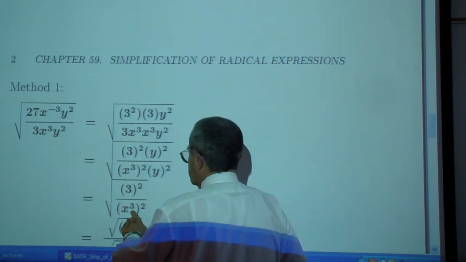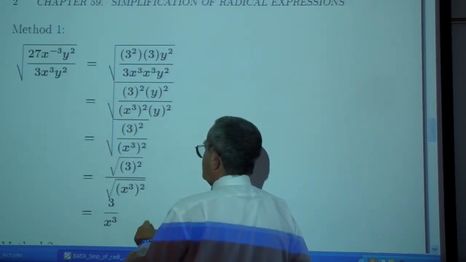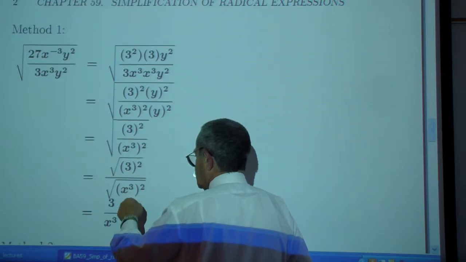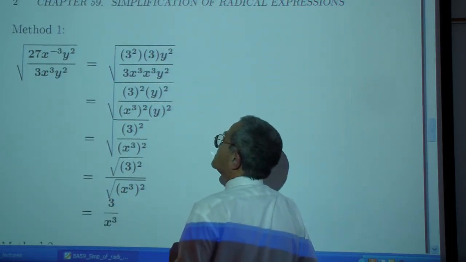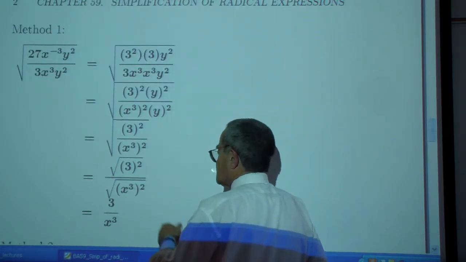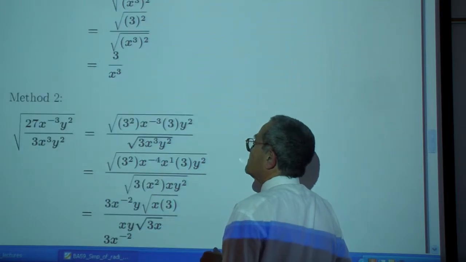And x cubed, quantity squared, comes out as x cubed. Okay. So you have 3 squared, 3 comes out, x cubed squared, x cubed comes out. You could have done this slightly differently, but that's one way of doing it. Oh, here we go, method 2.